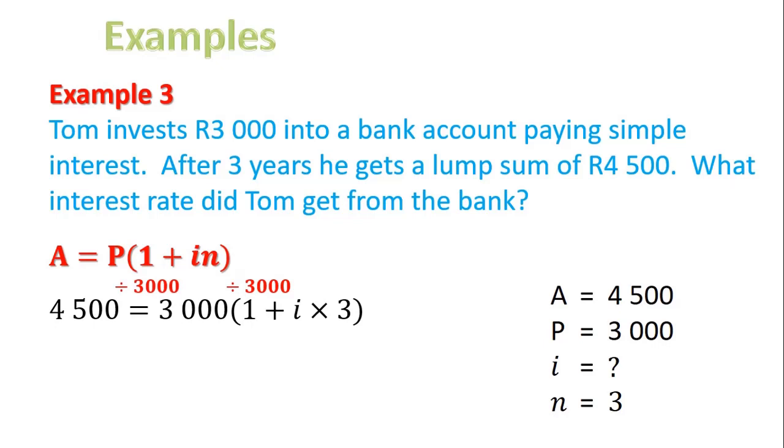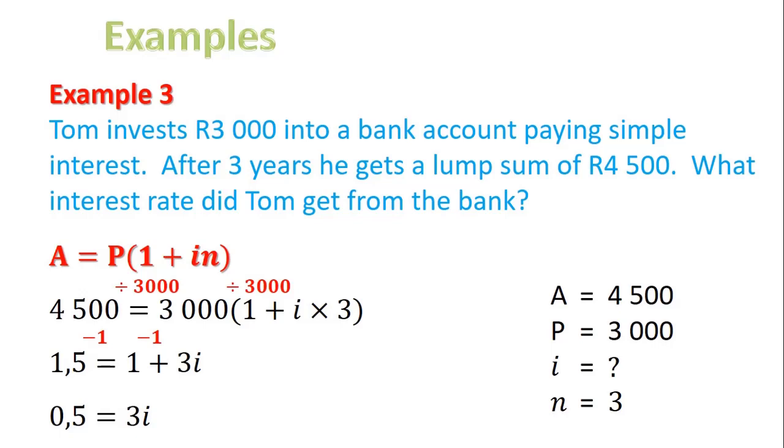If I have 4,500 and I divide it by 3,000, gives me 1,5. And that equals 1 plus, and I times 3 is 3I. Now, I want to get rid of that 1 on the right hand side. To do that, I subtract 1 from both sides, and so minus 1 there and minus 1 there. 1,5 minus 1 will give me 0,5, and that equals 3I.